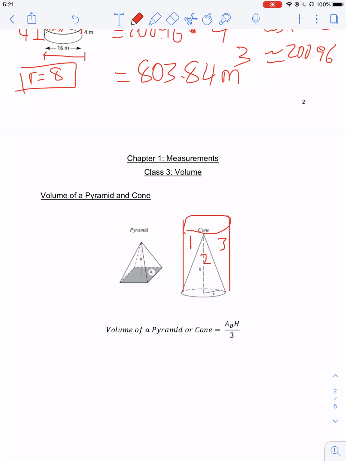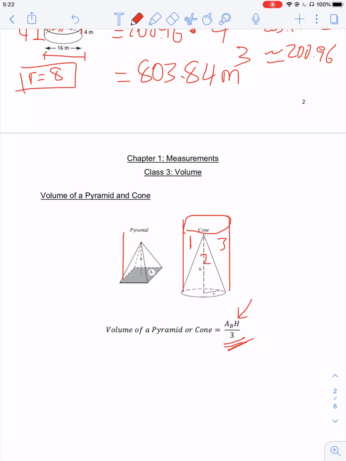So that's why the volume of a cone is the same as the volume for a cylinder, which is just area of base times height, right? This gives you the volume of the cylinder, but then you have to divide by 3 because as you can see, you can kind of put 3 cones in there. It's the same thing for a pyramid, right?